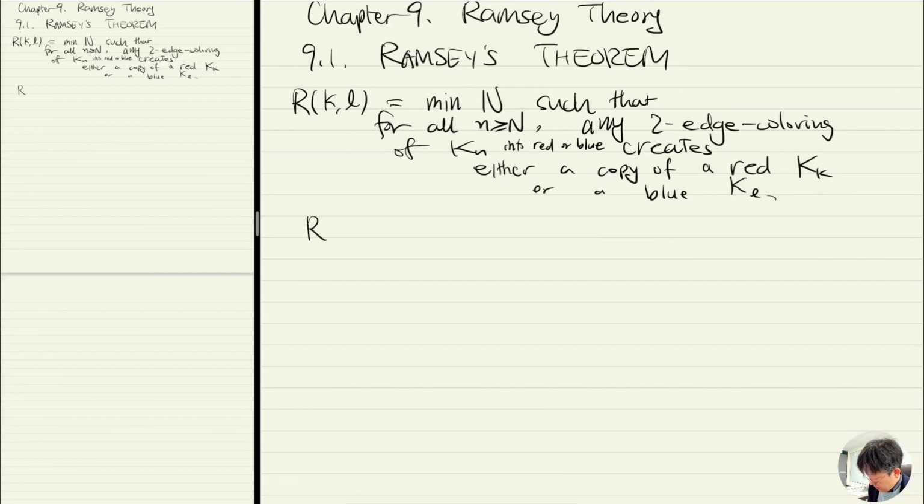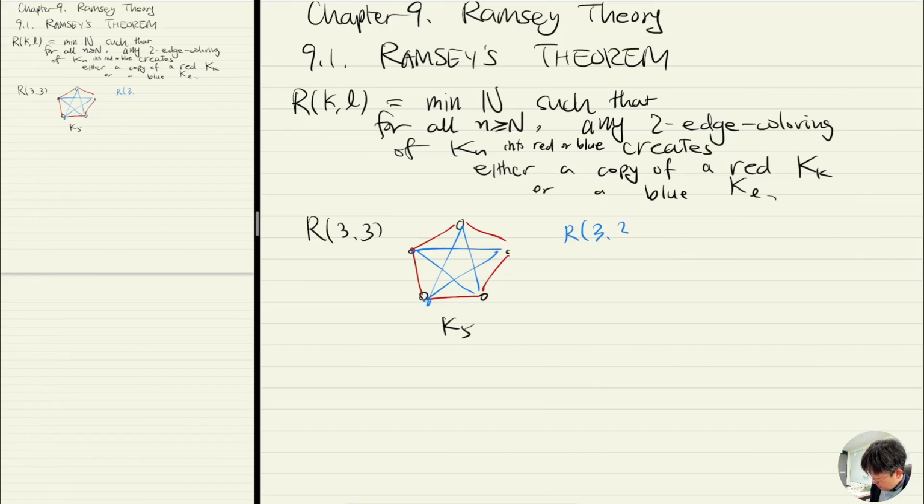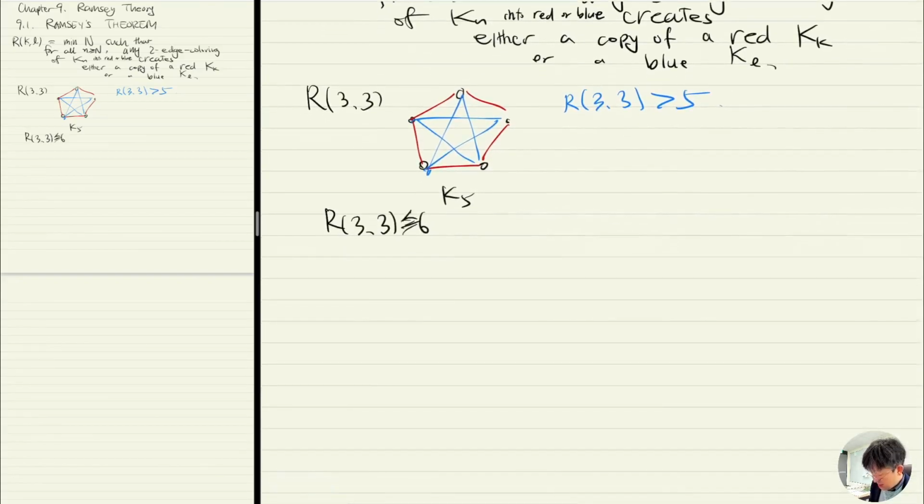So for instance, R(3,3) is the minimum number of vertices in a complete graph such that no matter how I color the edges red or blue, I either have a red triangle or a blue triangle. For instance, in K5, if I color blue inside and red outside, then there's no red triangle and no blue triangle, so that means R(3,3) is bigger than 5.